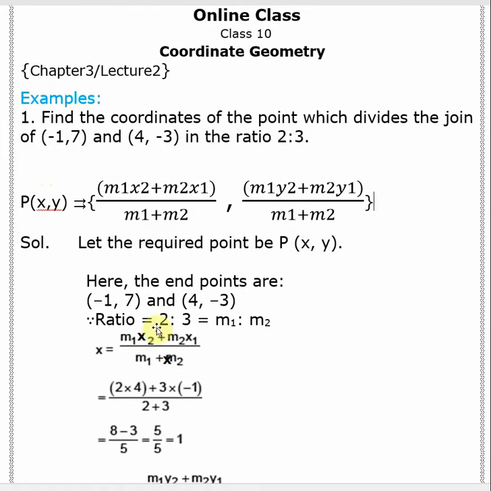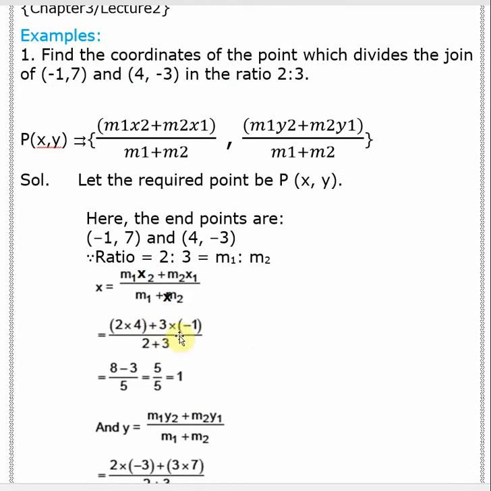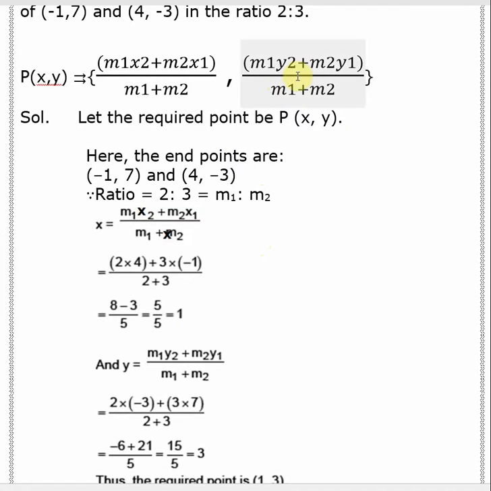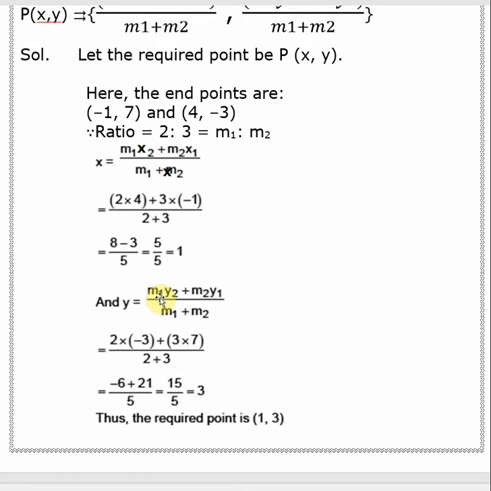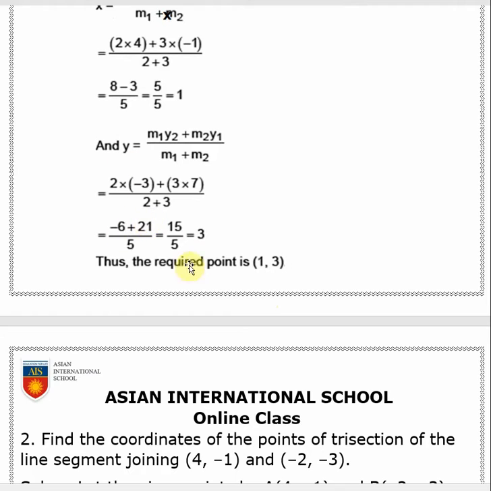So if we put all the values, then for the x coordinate, this is the x coordinate, (m1 x2 plus m2 x1) by (m1 plus m2). If we put all the values, the calculation gives me 1, that means x is 1. And similarly, for the y coordinate, we put all the values for m1 as 2, y2 as -3, m2 as 3 and y1 as 7 in this equation, then we get y equals to 3.